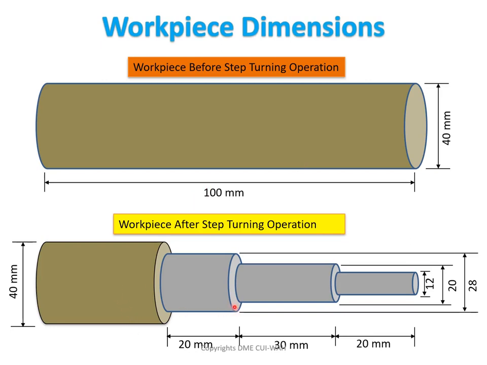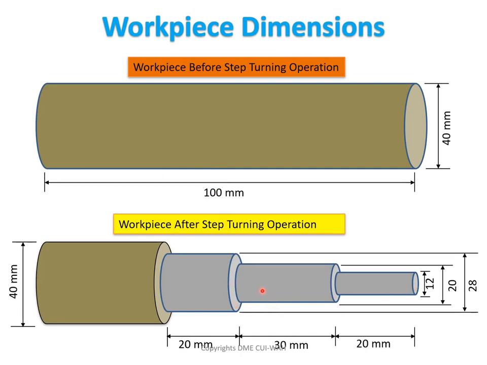And here you can see we have reduced the diameter in different steps. The first step is 12 mm in diameter up to a length of 20 mm. And the next is 20 mm in diameter up to a length of 30 mm. This is 30 mm length and this diameter is 20 mm. And the next one is 28 mm diameter, and the length is 20 mm. And the final part is 40 mm, which was our original diameter. So we are going to perform the experiment in which we will reduce the diameter in different steps.